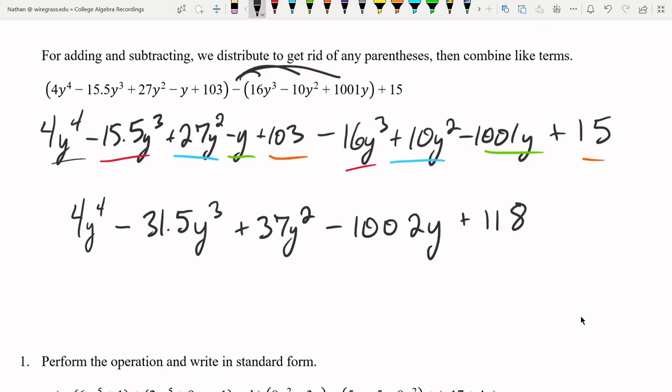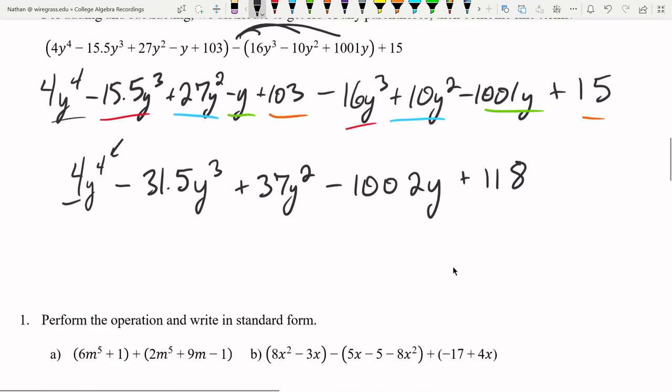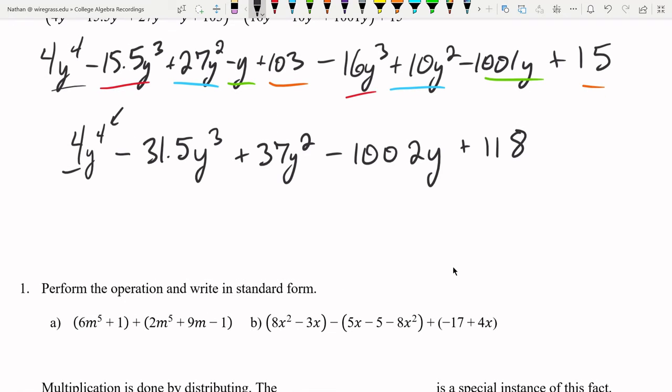The leading coefficient is 4 still. 4th degree with the leading coefficient of 4. And this is written in standard form. So that's really all there is to adding and subtracting polynomials. Get rid of the parentheses, combine like terms. Give it a try in number 1.